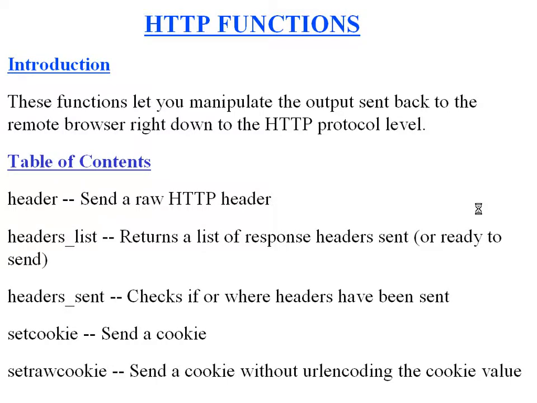HTTP functions in PHP. These functions let you manipulate the output sent back to the remote browser right down to the HTTP protocol level. The following functions are used in PHP: header, header underscore list, headers underscore sent, set cookie, and set raw cookie.